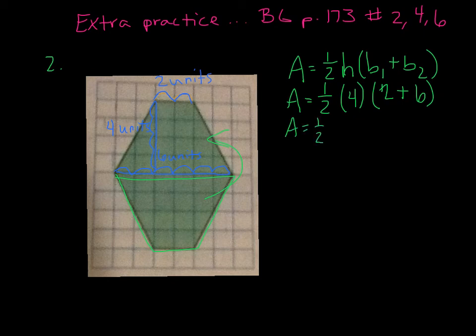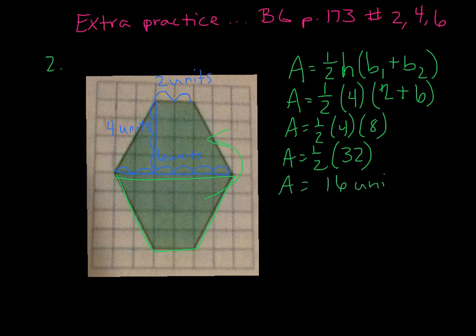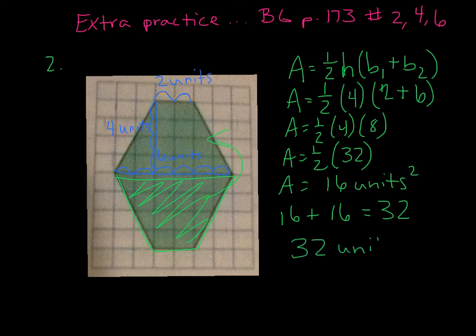So area equals 1/2 times 4 times 6 plus 2, which is 8. 1/2 times 32, because 8 times 4 is 32, and breaking that in half, I should get 16 units squared. Now, like I said, this shape is the exact same one as that one, so all I have to do is double my units squared, and I should come up with an answer of 32 units squared. And if I counted each one of these units separately, it would come out to be 32 units squared.